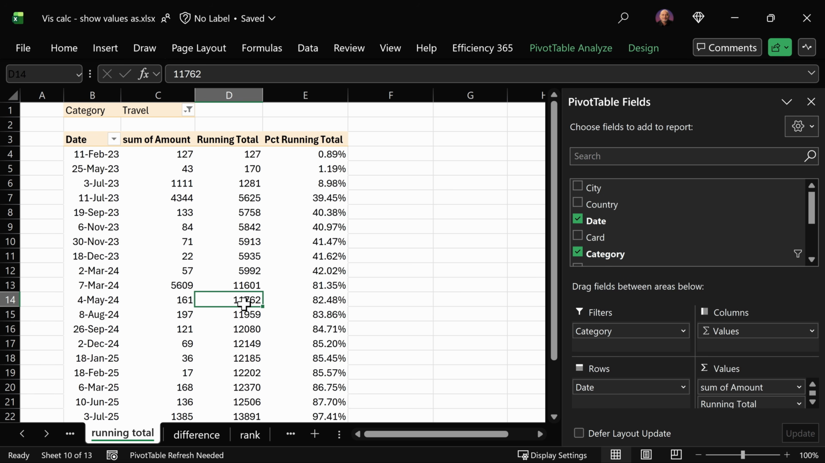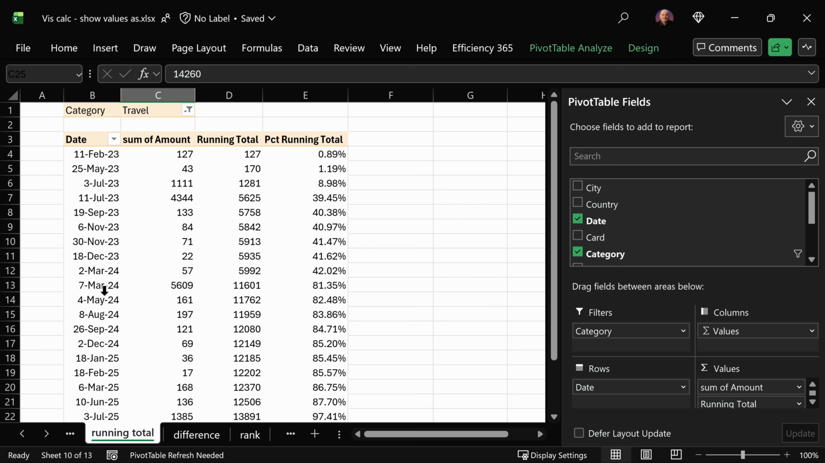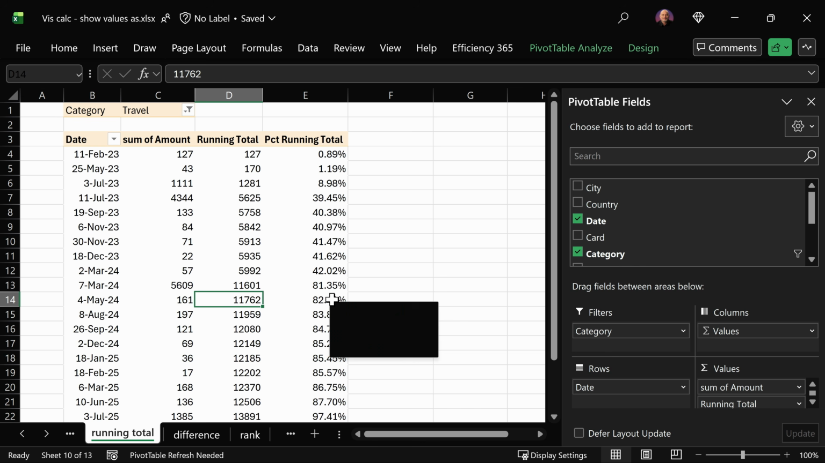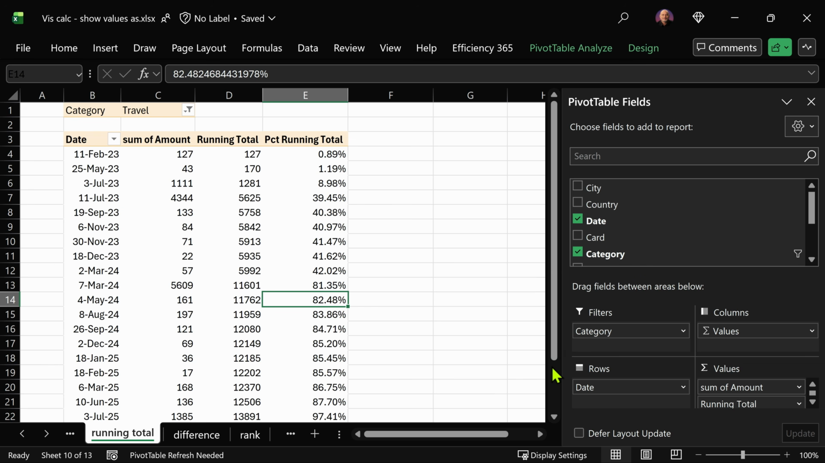And sometimes we want to know with respect to the grand total. So here the last value will match the grand total because it's a running total. I want to see somewhere midway how much of the grand total we had achieved. Here it's telling me 82%. So it's comparing this number and looking at the grand total and seeing the division. So this is done again show values as percentage running total in.